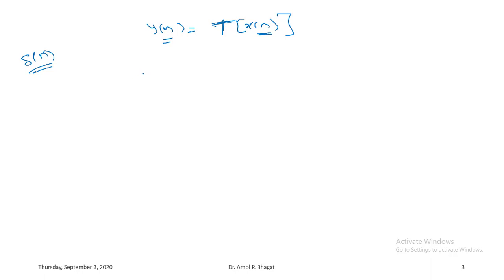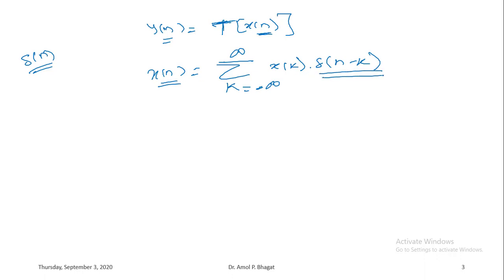So how can it be represented? x of n can be represented as summation over k of x of k into del of n minus k, where k goes from minus infinity to infinity. Here I am representing the given input signal x of n by using the elementary discrete time signal del of n, by multiplying x of k with the delayed or shifted version of del of n.